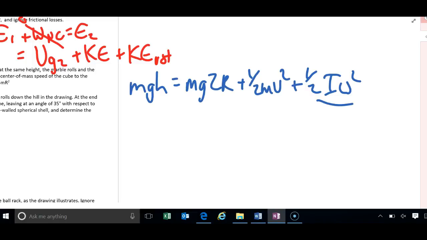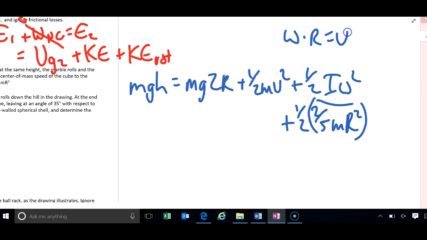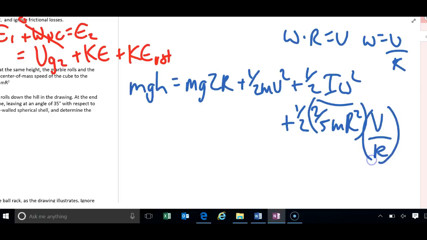So let's convert my rotational variables to linear. The I, which I should have given to you, is 2/5 mr squared for a marble or a sphere. Then going from angular to linear is angular times r, so omega equals linear over r. So this is v over r, and then I have to square it. Then I can rewrite everything.